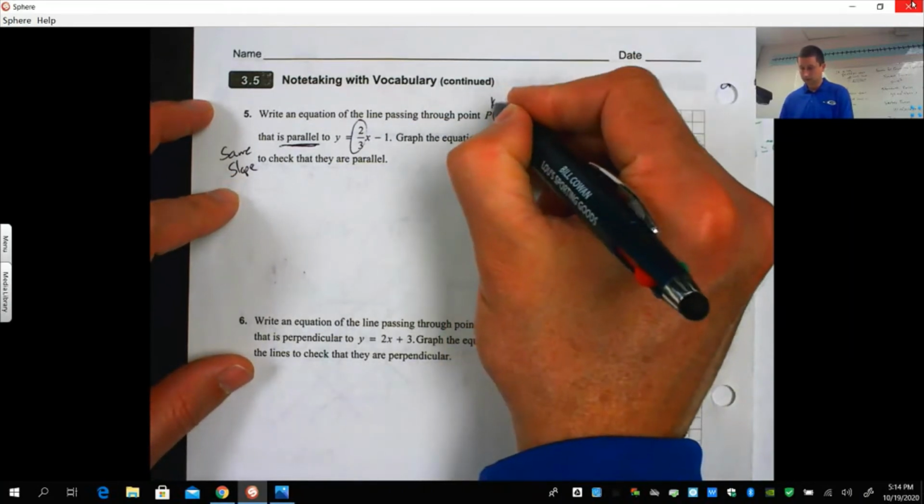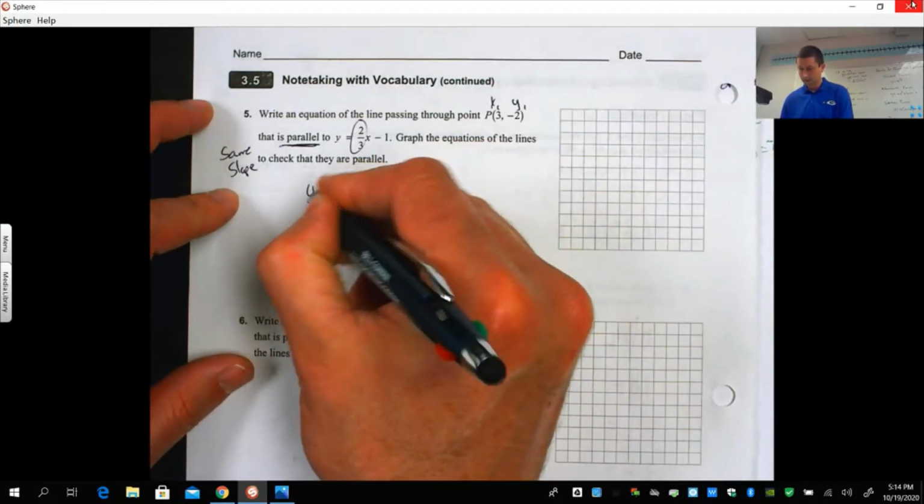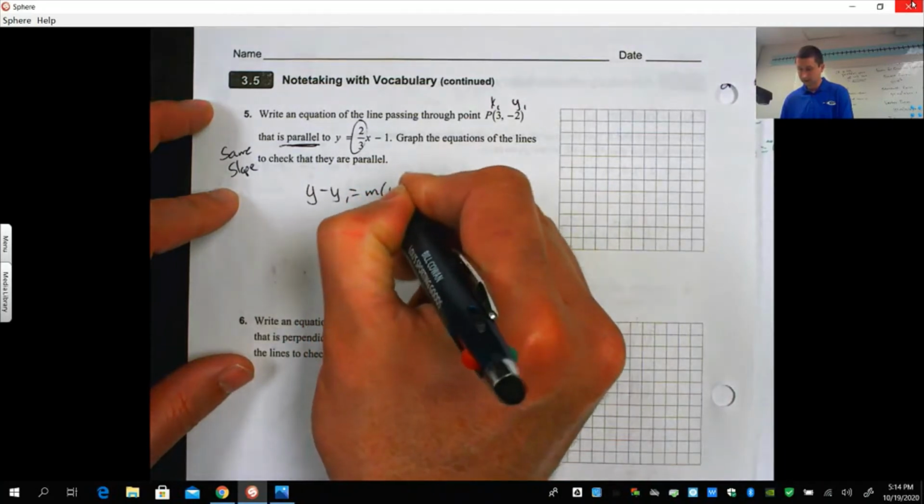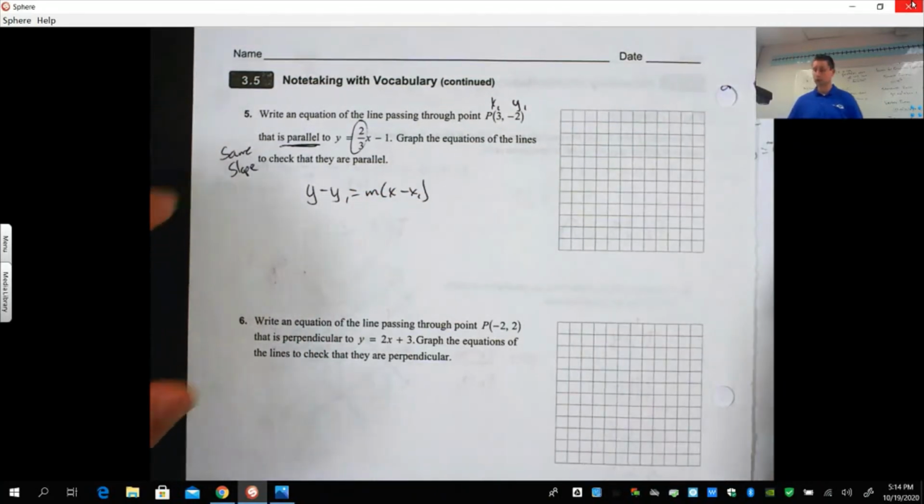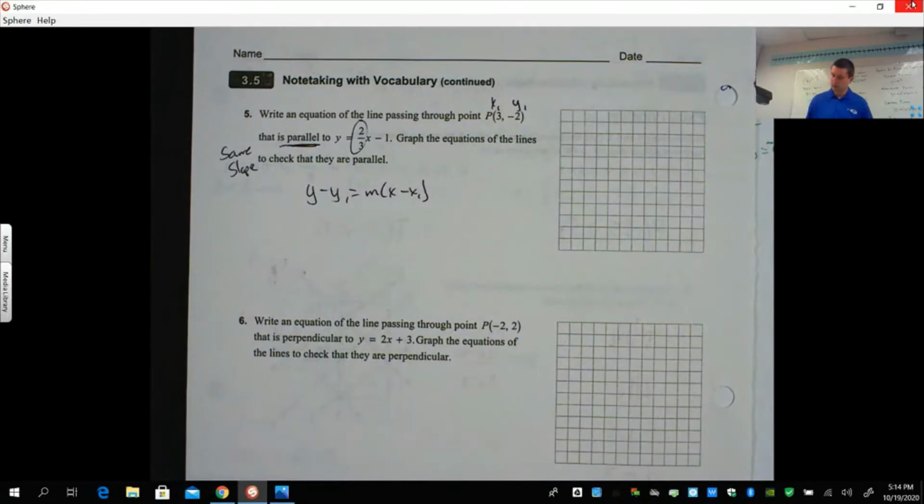So this is x1 and y1. So y minus y1 equals m times x minus x1. We're going to use the point-slope formula. So go ahead and pause, plug in your numbers, see if you can get the right equation.